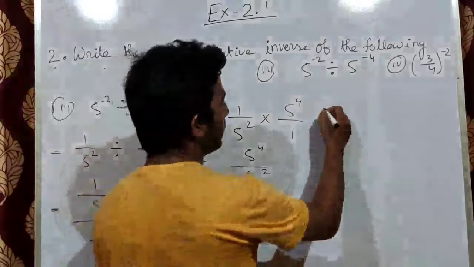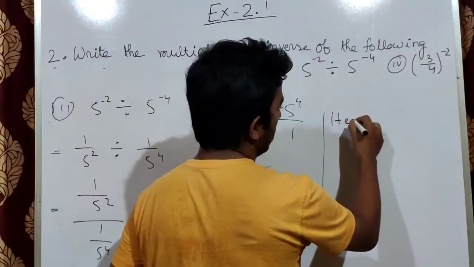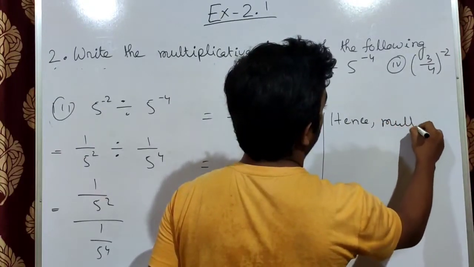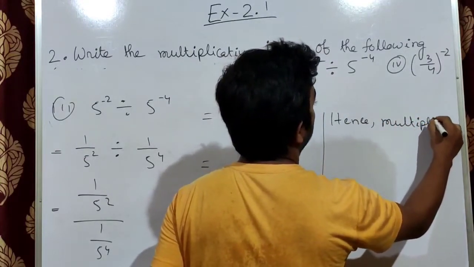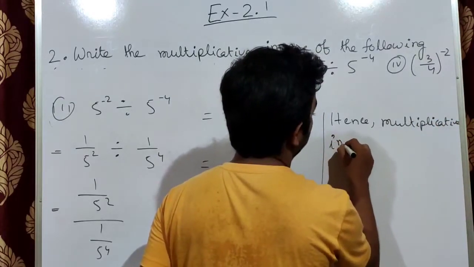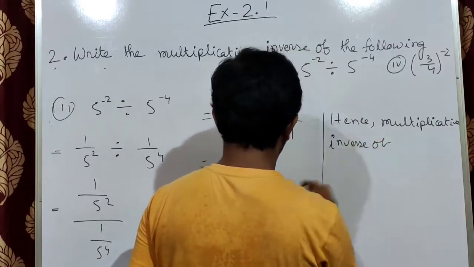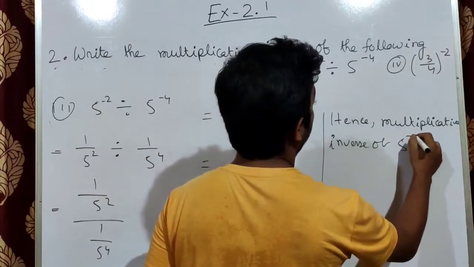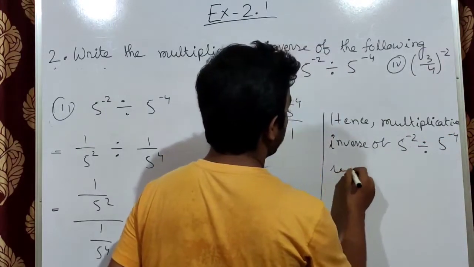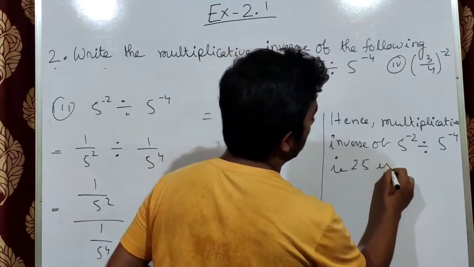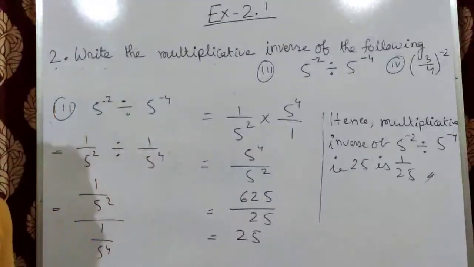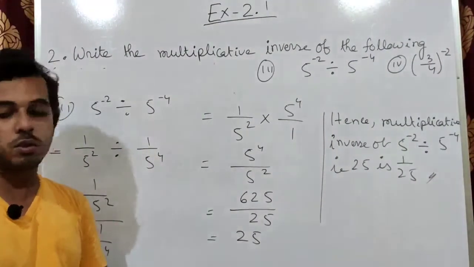So we will write, hence, the multiplicative inverse of 5^-2 divided by 5^-4, that is 25, is 1 by 25. Clear? I hope you are getting my points right. If you have any doubt, you can ask me.